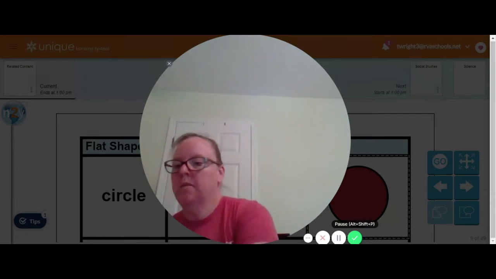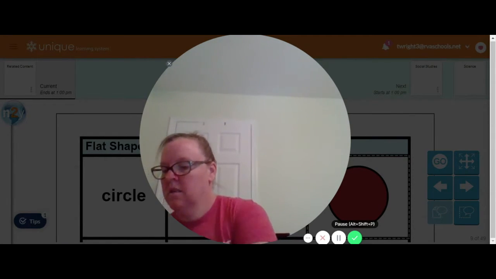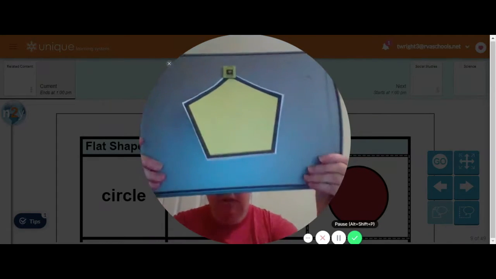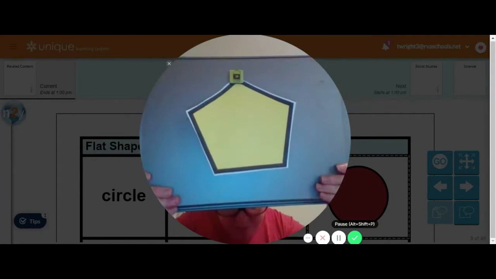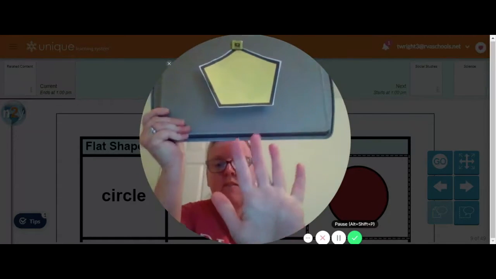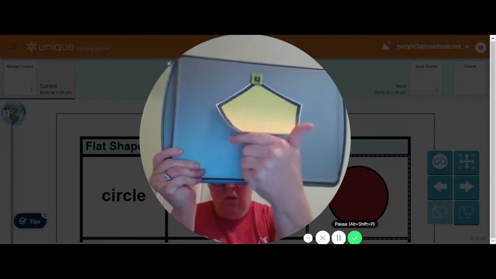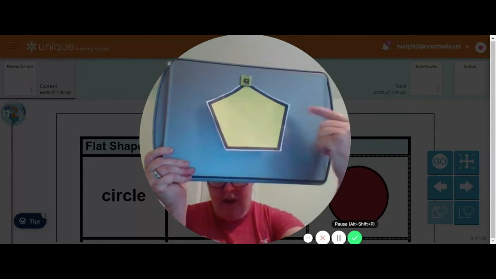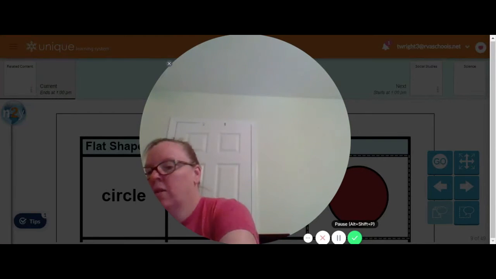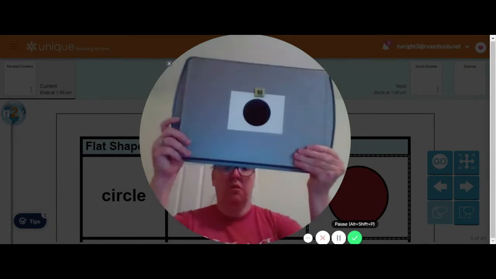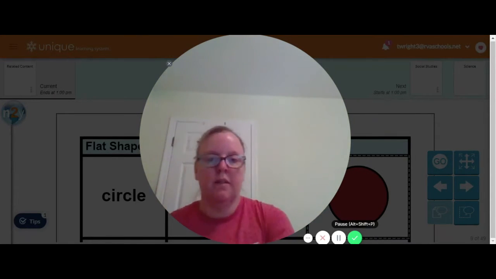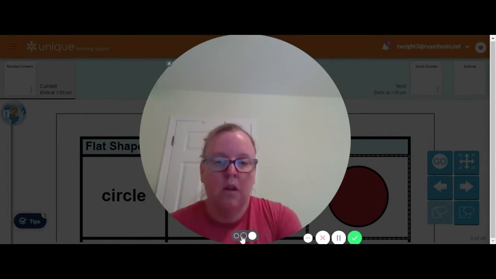And the last one we're going to talk about is a pentagon. This one's a little bigger than the others and it's yellow. A pentagon has five sides. 1, 2, 3, 4, 5. All right, so let's go back to our first shape. The circle. Okay, let's see what we can find out about the circle.